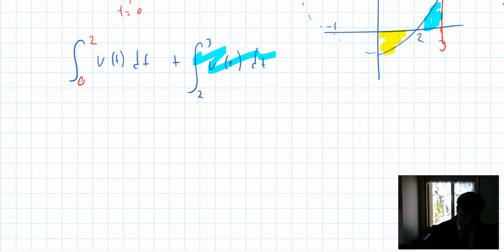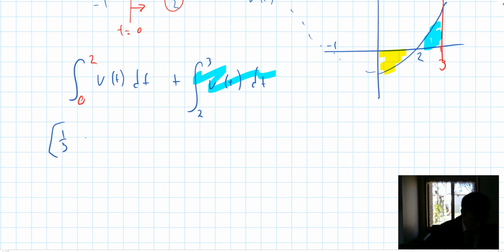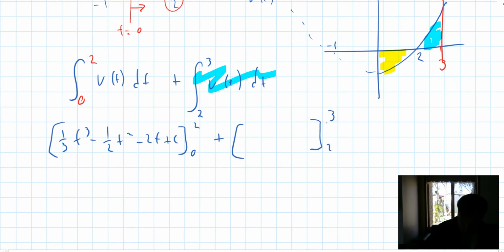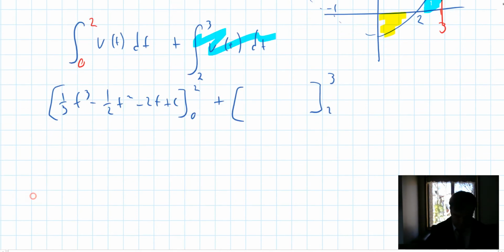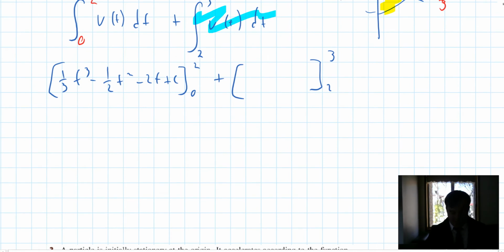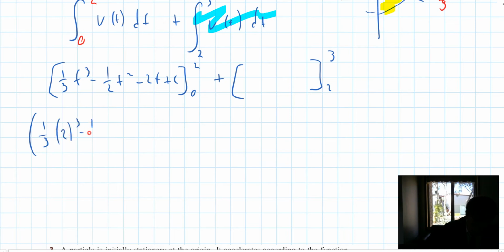Alright, now we know the integrated function is a third t cubed minus a half t squared minus 2t plus c, and we're looking at that between 0 and 2, and then the same again between 2 and 3, and that doesn't take a switch because it's going to come out positive because it's above the x-axis. And then, unfortunately, this turns into rather a slog, but if you do it systematically, it's not too bad. 1 on 3, 2 cubed minus 1 on 2, 2 squared, minus 2 to the 2 plus c.